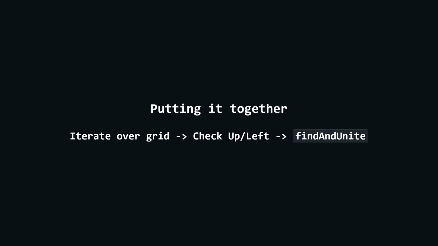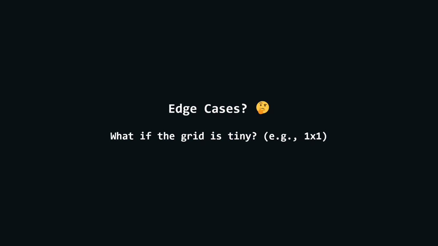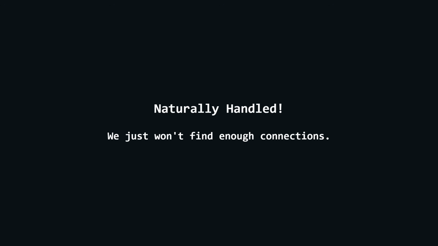While the editorial just shows the helper class, to finish the problem you would just loop through every row and column, and use this class to merge a cell with its top or left neighbor if their letters match. You might wonder about edge cases, like what if the grid is just too small to even hold a cycle of 4 letters? Because of how we check for adjacent connections, a tiny grid will simply never trigger enough successful merges to form a loop, so our code handles it without any extra logic.